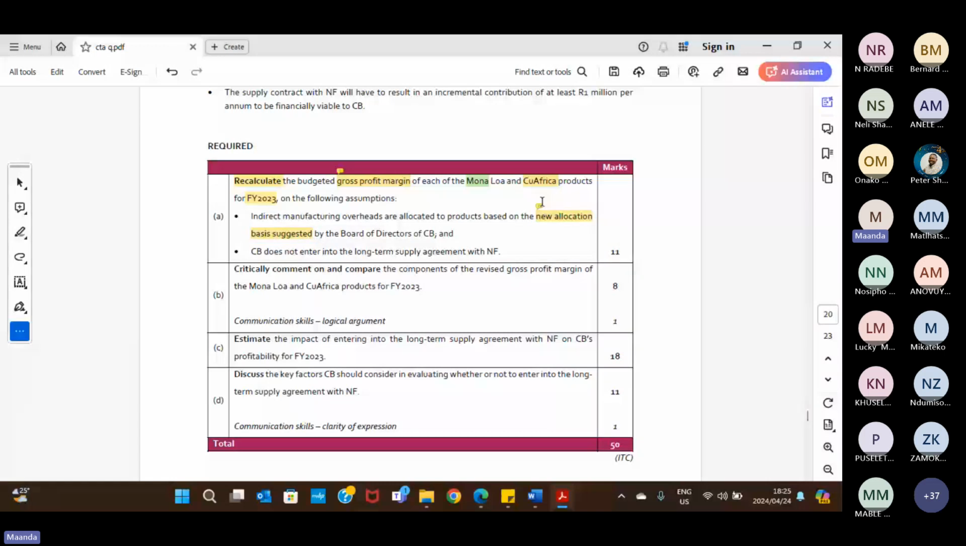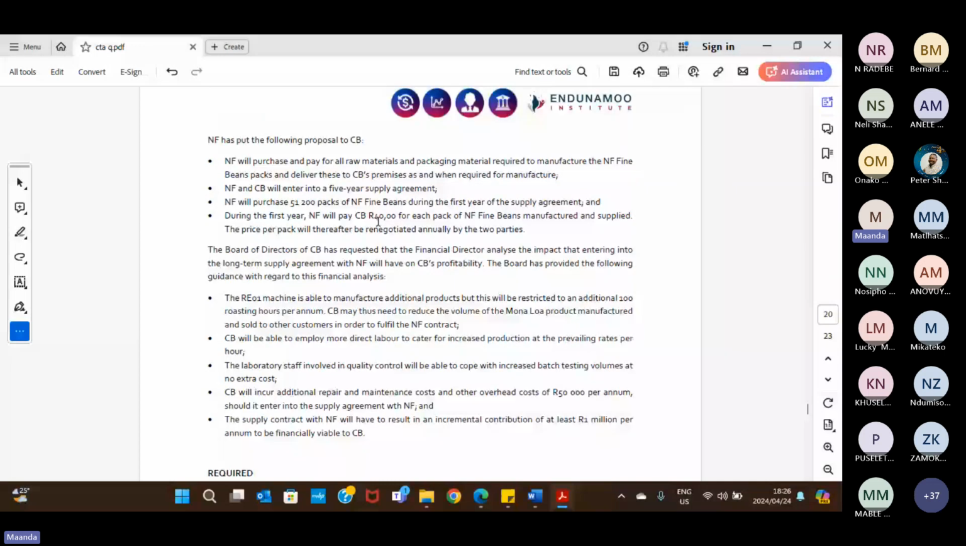Then CB does not enter into the long-term supply agreement with NF. So when you see there, if you went through the question, you'll see that there's another agreement. We're going to touch on that agreement when we go to number C. So they're saying that it does not apply here. So I don't have to look at this last part, which is the long-term agreement. So I stop here, right?